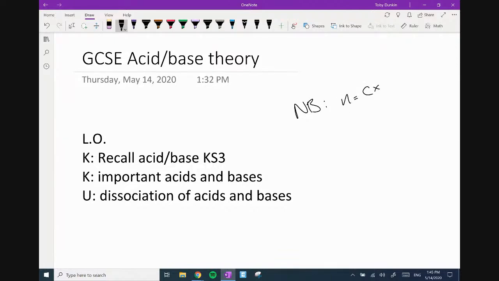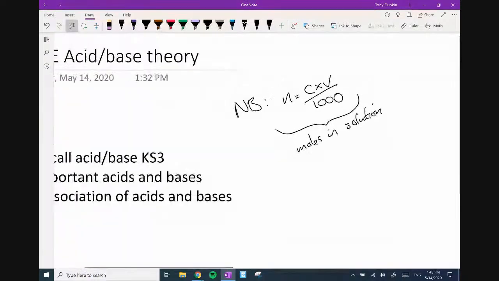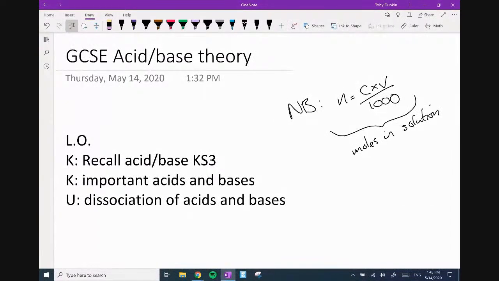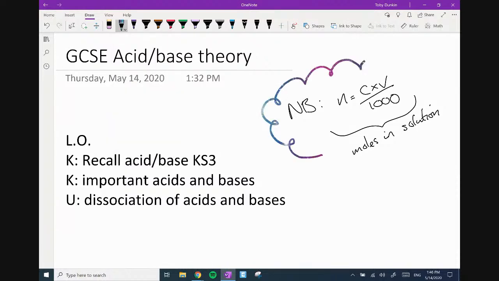number of moles equals C times V over 1,000. This is moles in solution, of course. This is going to be making a big appearance throughout acid-base. Moles in solution. Chemistry has all the solutions. See what I did there? Oh no, I shouldn't have done it. I'm going to put that in a box. I'm going to put that in a bubble. Put it in a spangly bubble. So this will be used in acid-base theory later on.